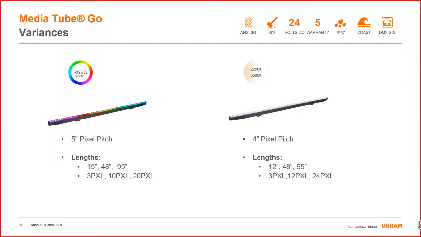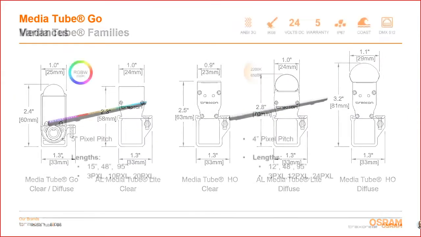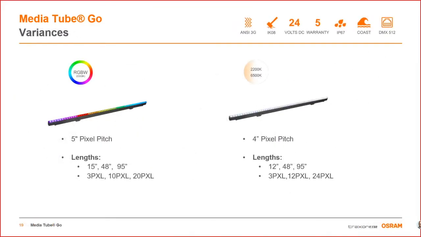Now, as mentioned previously, MediaTube Go does vary slightly in that the RGBW unit is a 5-inch pixel pitch with a minimum length of 15 inches, while the dynamic white is available in a 4-inch pixel pitch with a minimum length of 12 inches long. And the operative word in all these units is nominal.